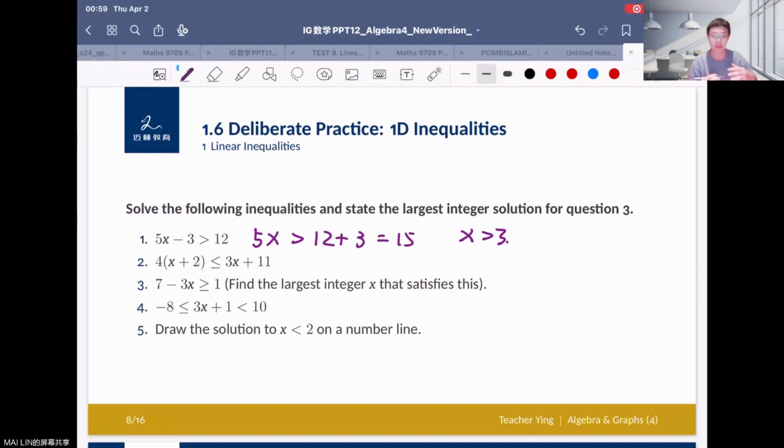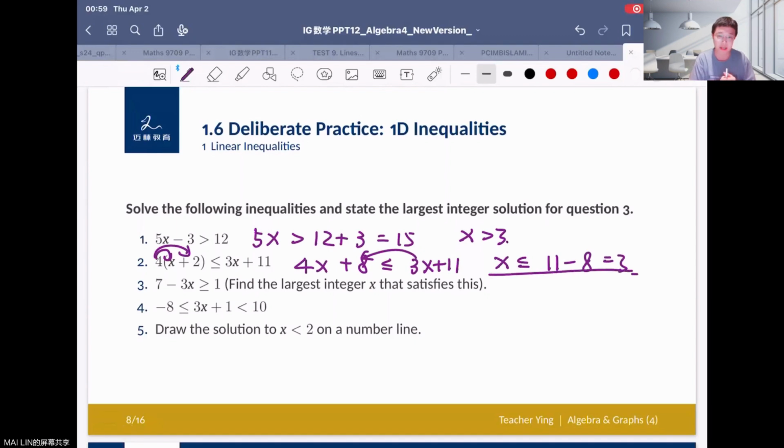First, you can expand the brackets. So that becomes 4x plus 8, right? So here's 4x plus 8, smaller or equal to 3x plus 11. Okay. And then you can put x on one side. So here x is smaller or equal to 11 minus 8, which equals 3. That means x is smaller or equal to 3, okay? And if you want to represent this on a coordinate line, you can draw a line, here's the origin, here's 3, and use a closed point, with an arrow to the left, to represent this inequality, okay?